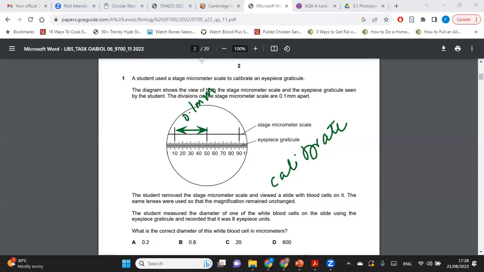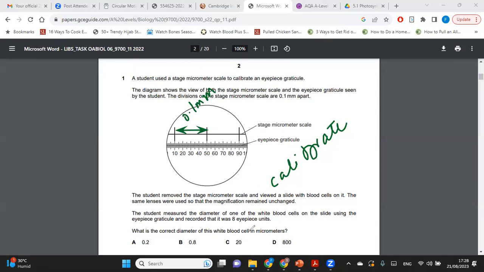The student removed the stage micrometer and viewed a slide with blood cells on it. The same lens is used, so the magnification remains unchanged. The student measured the diameter of one of the white blood cells on the slide using the eyepiece graticule and recorded that it was 8 eyepiece units. What is the correct diameter of this white blood cell in micrometers?